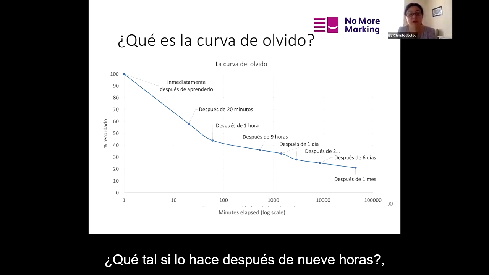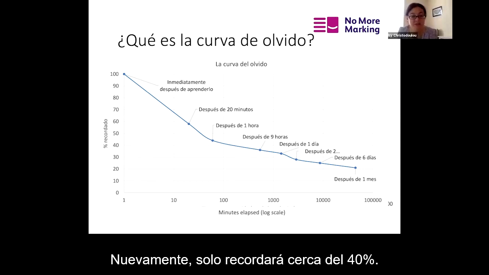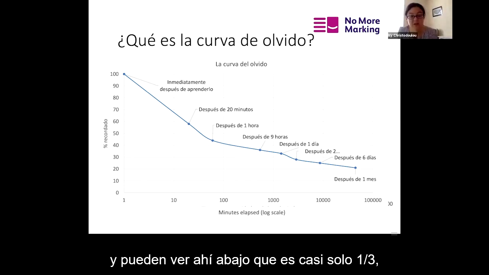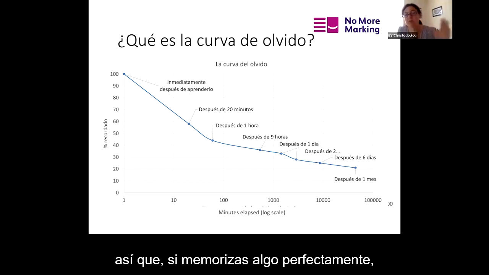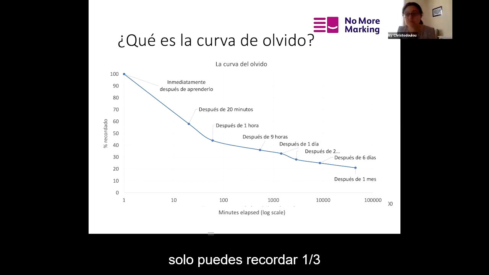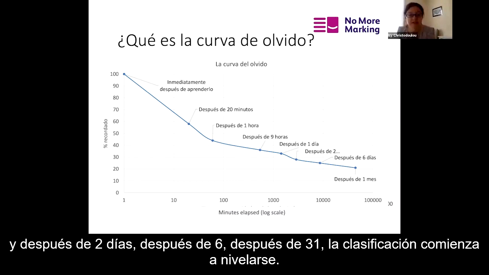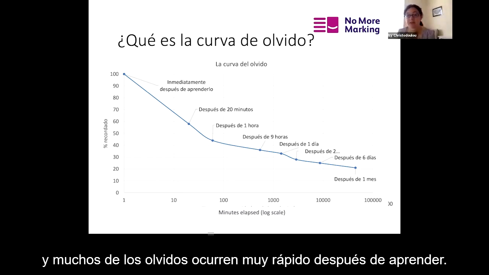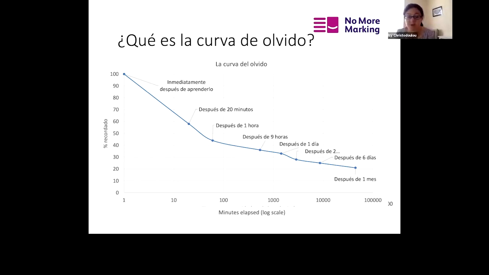What about if you only come back after 9 hours? Again, then you're only remembering about 40%. What about if you only come back after a day, 24 hours? And you can see you're down there almost only a third. So if you memorize something perfectly, after 24 hours, you're only able to remember a third of it. And after 2 days, after 6, after 31, it then starts to level off. So what Ebbinghaus found is just this really dramatic forgetting, and a lot of the forgetting happening really soon after learning. So his term for this is the forgetting curve.